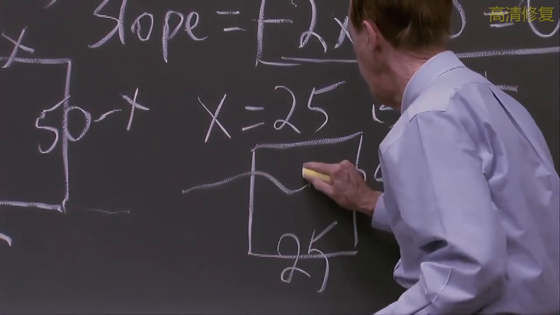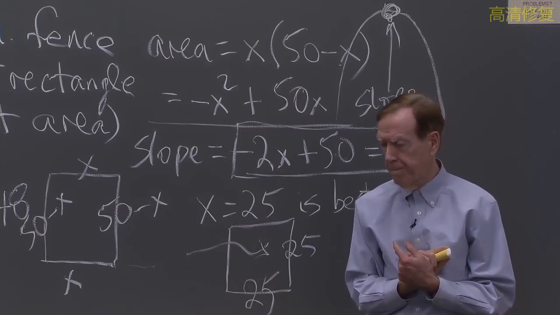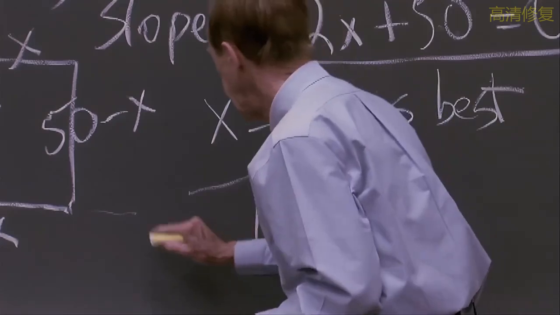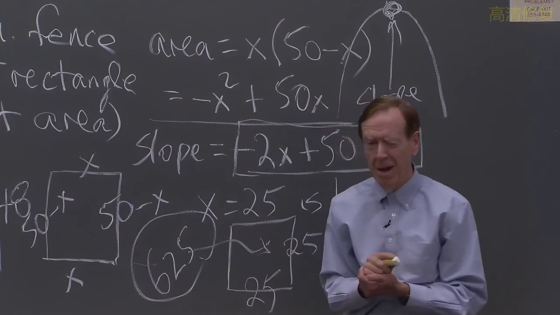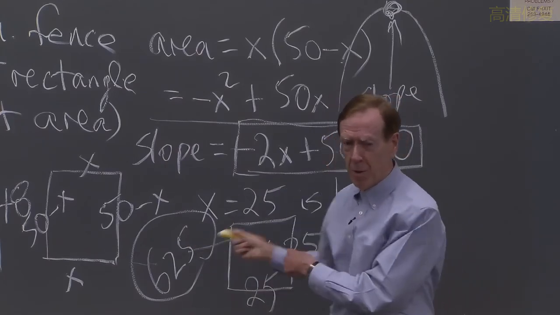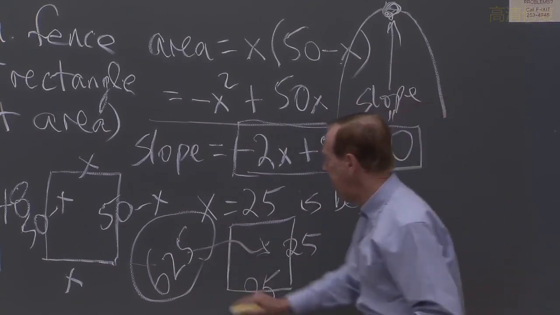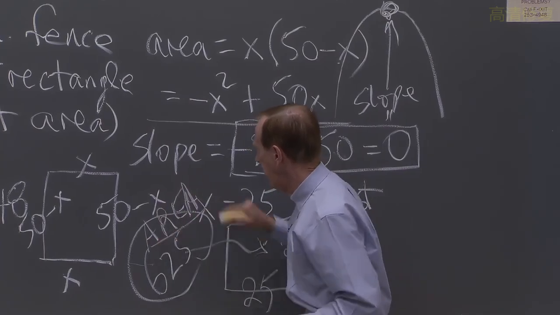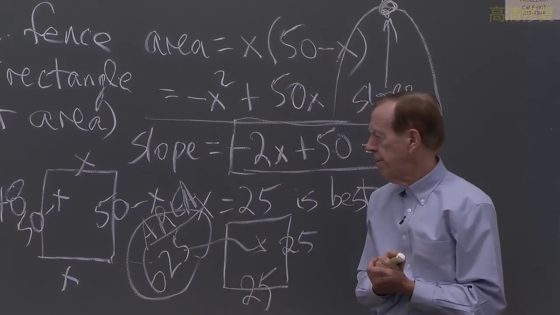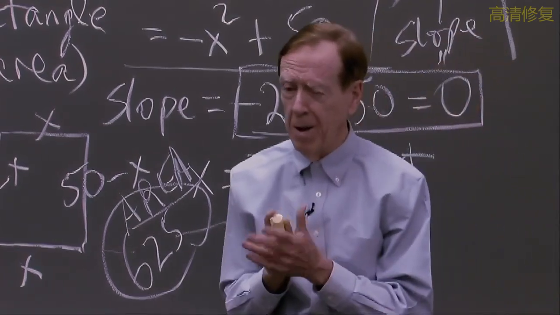What's the area? Can you square 25 in your head? Sure. 625. I've always been hoping to be asked to square a large number. 25, not very large, but it'll do. 625 is the area. And we think that that's the maximum. That's what the farmer should do, provided he wants a rectangle.